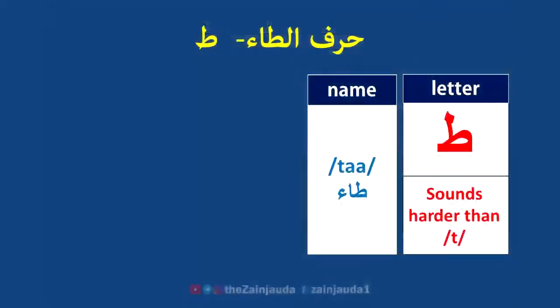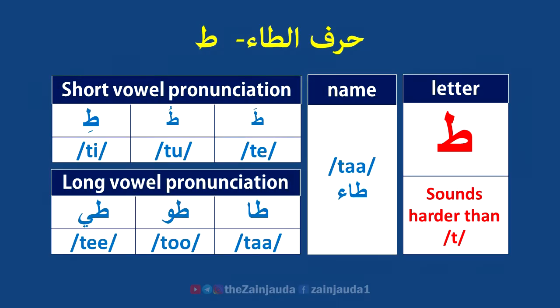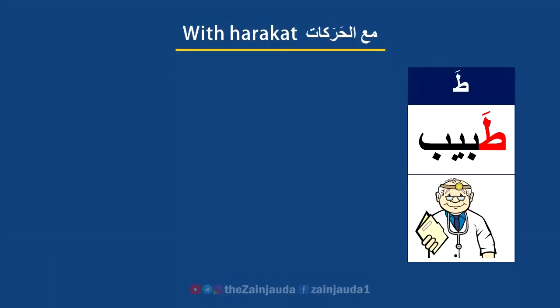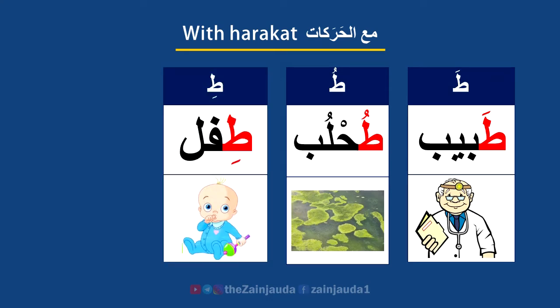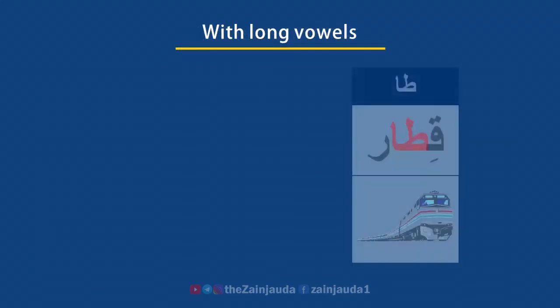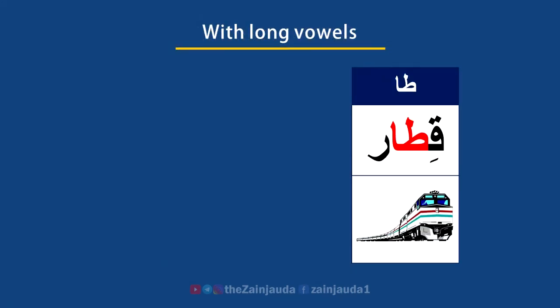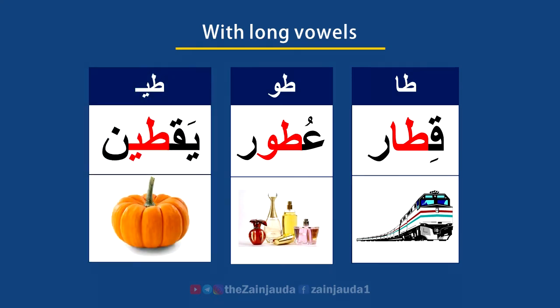With the harakat, it is pronounced as ta, tu, ti. And with long vowels, ta, tu, ti. Now examples with harakat: tabib, taHlab, tifl, qatra. With long vowels: qitar, utur, yaqtin.